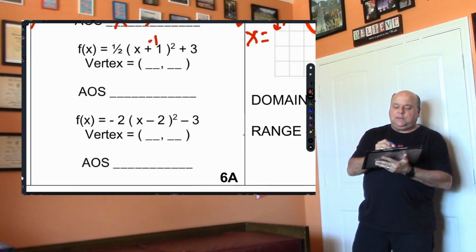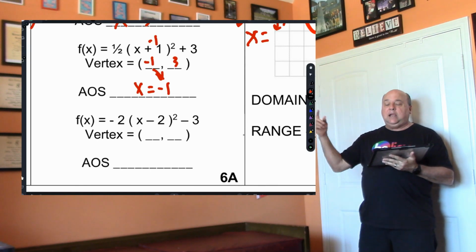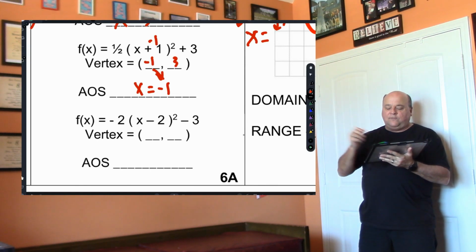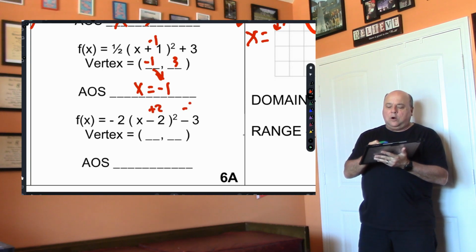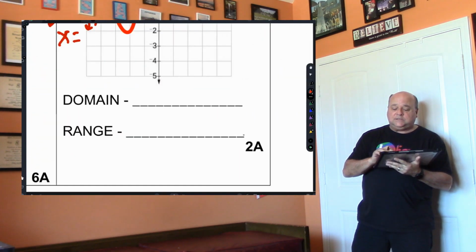Our vertex is negative 1, 3, and the axis of symmetry is the x of that vertex. Don't ever forget that. Right here, our vertex would be positive 2, negative 3. The x of your vertex turns into the axis of symmetry. Piece of cake. Don't mess this up.